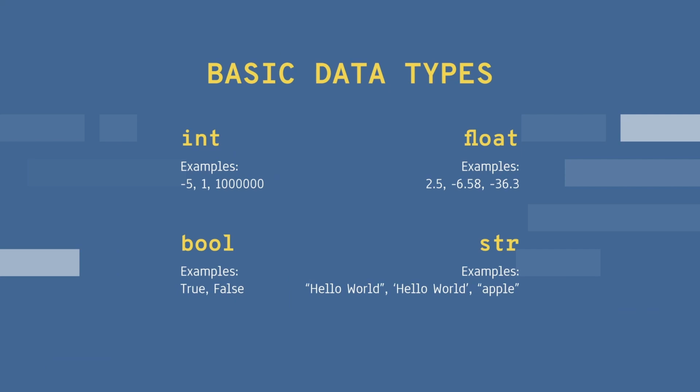Floats are positive or negative numbers with decimal points, and we use them for calculations involving fractional values. Booleans have two possible values only, which are true or false. We use them to represent logical values and control the flow of the program by making decisions. Strings are essentially sequences of characters that are enclosed in single or double quotes. We use them for storing and manipulating text.